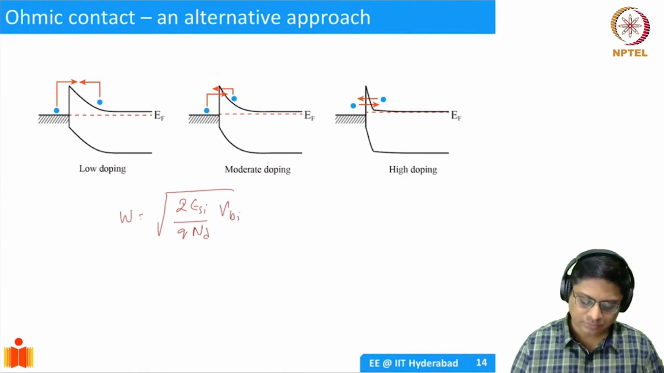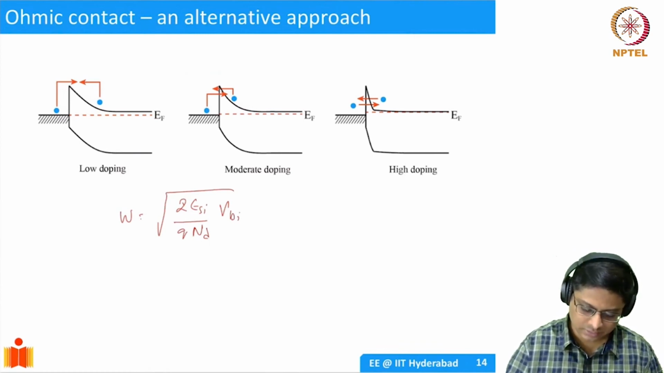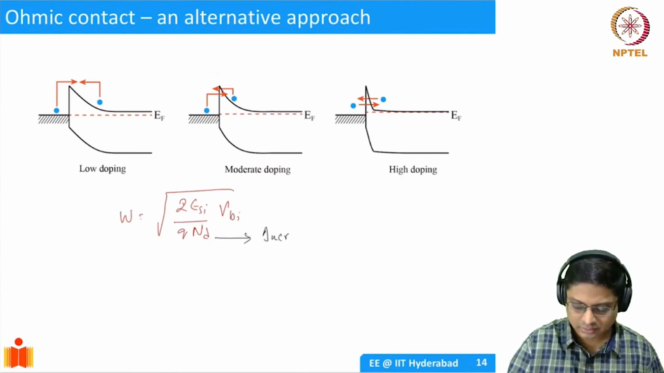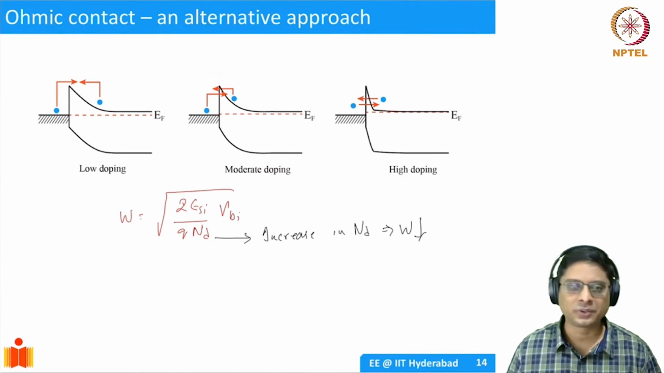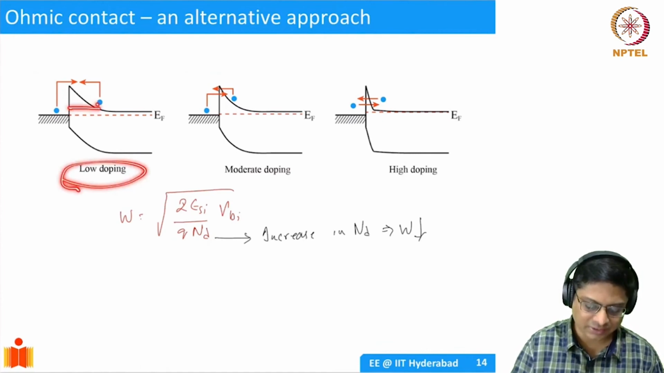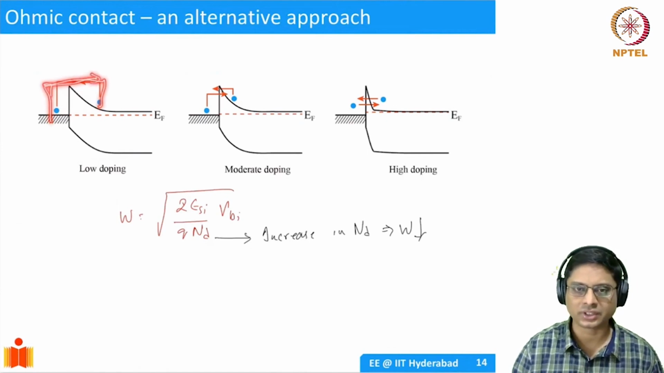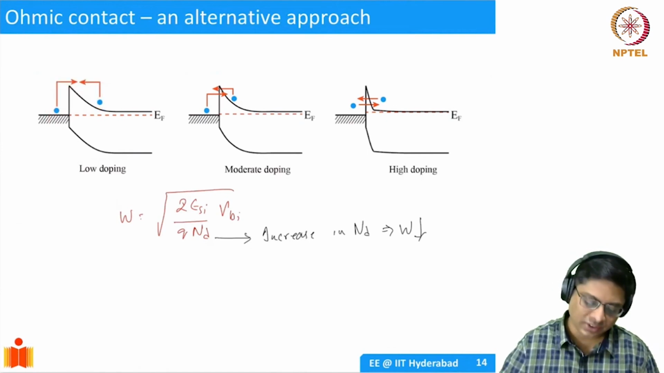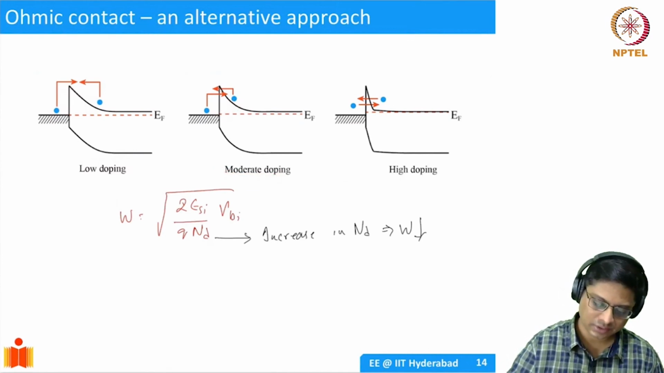So if you increase ND, the width of the barrier decreases. And that is useful for us because if you have low doping, you have a large barrier width and electrons have to cross this barrier and travel to the other side. That is the thermionic emission process, right? But as you increase the doping, you see that the barrier width reduces. If you take the high doping, it has become much smaller.